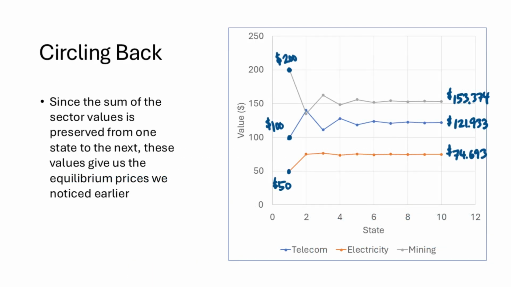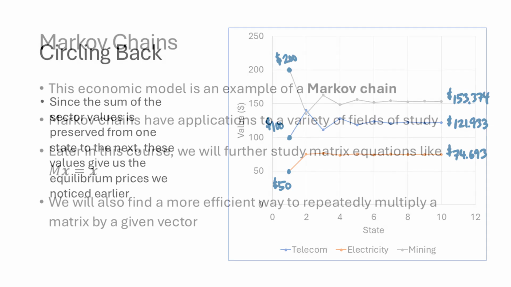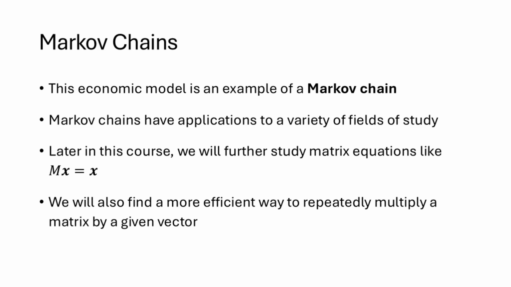Now, if we go back to the graph that we looked at earlier, these equilibrium prices match up with the prices that we saw there. This is because the sum of the sector values is preserved from one state to the next. Remember, all we're really doing is shuffling money around among these sectors. So we started out with everything adding up to 350, and we end up with everything adding up to 350, but at equilibrium. So this economic model, this input-output model, is an example of something more general called a Markov chain.